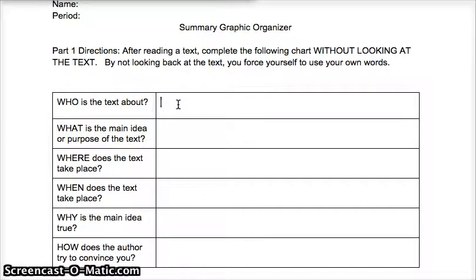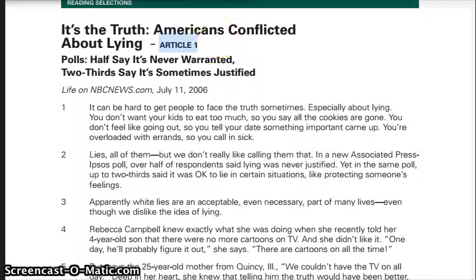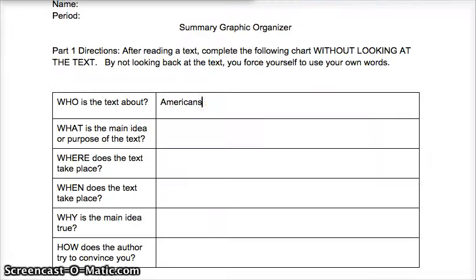Who was the text about? This text was about Americans. If you want to be sure, you can go back and look. It's the truth. Americans conflicted about lying. And the whole article is about studies that were done with the American people about lying. So let's jump back. What is the main idea or purpose of the text?